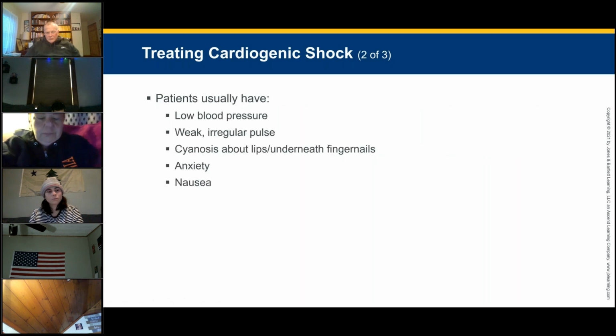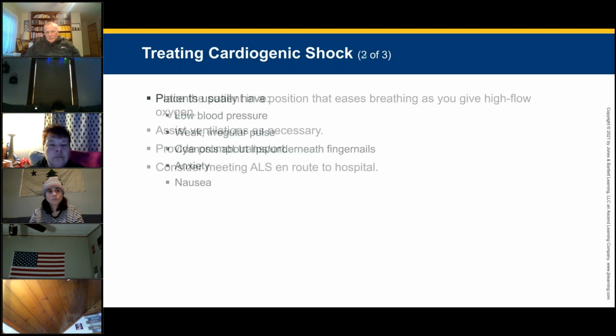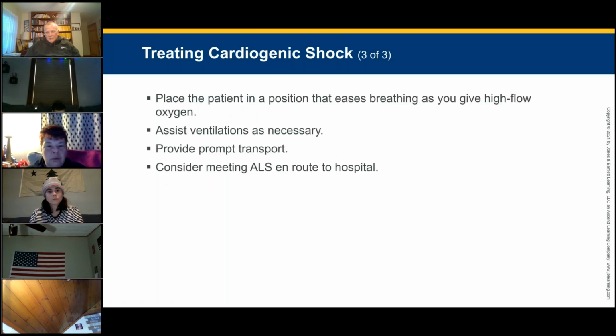The signs and symptoms for cardiogenic shock: low blood pressure, a weak, irregular pulse, cyanosis around the lips and underneath the fingernails, anxiety, and nausea. Ways to treat cardiogenic shock: place the patient in a position that eases breathing as you give them high flow oxygen. Assist their ventilations if you need to, and initiate prompt transport. If you don't have ALS on scene with you, consider arranging for a rendezvous en route.